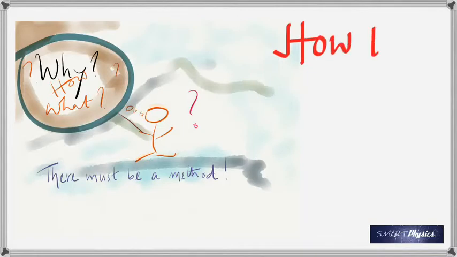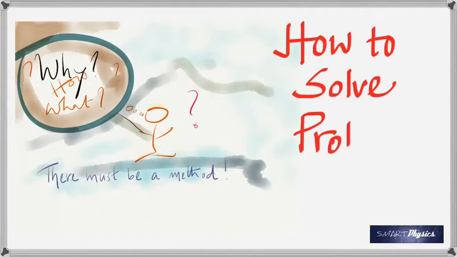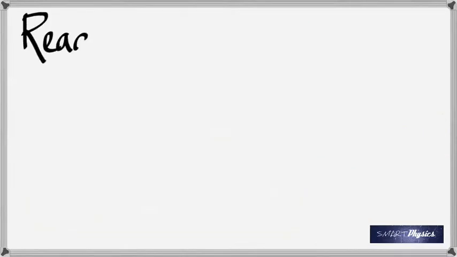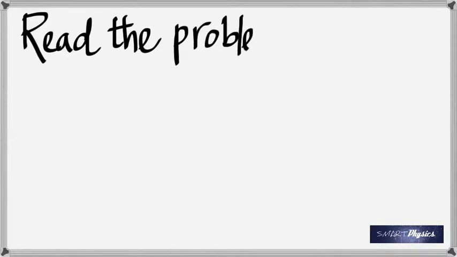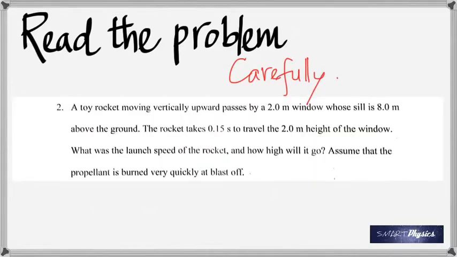You cannot go by just what comes into your mind without reading the problem. So there are 6 steps that you need to do. So this video is called How to Solve Problems. The number one step and the most important step is to read the problem carefully. That means you read it until you get a good idea of what the problem states.